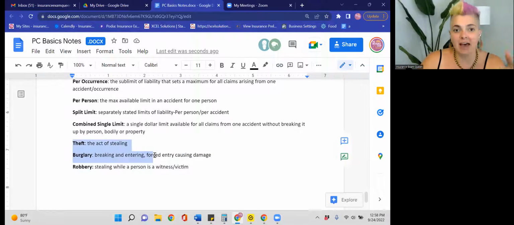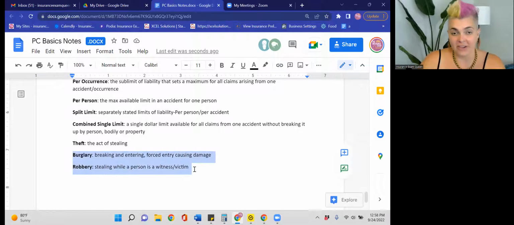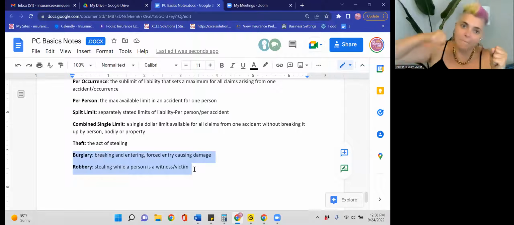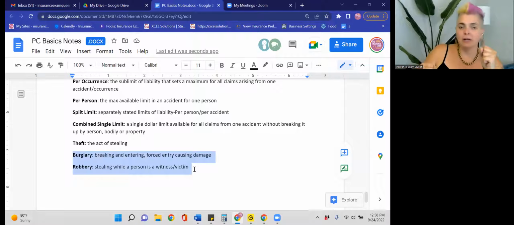So first, theft is the act of stealing. That's just the act of stealing. Now, I didn't know that burglary and robbery were different things until it was time to study for this test. But they're different things. I think a lot of people use them interchangeably, but they are technically two different things. Burglary is bursting in, breaking down the door, forced entry. So burglary is when you bust in, break down the door, whether or not you steal.